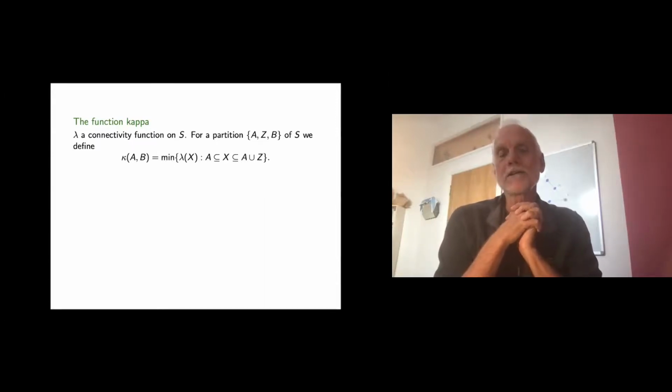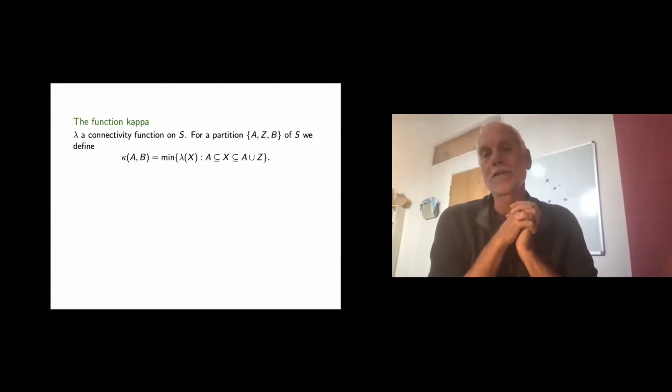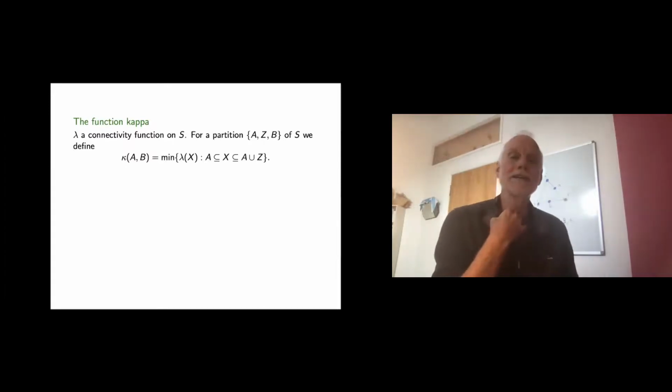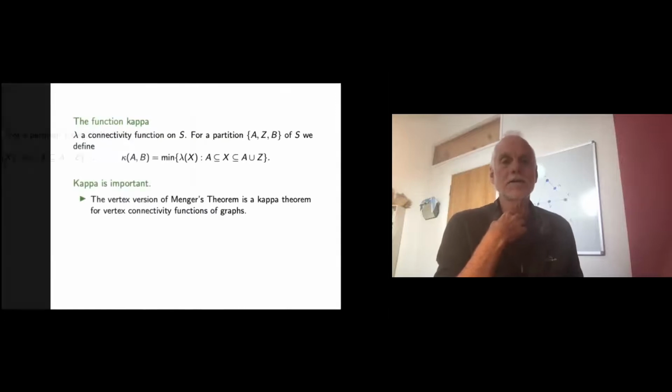So what you're looking at is, if you can think about connectivity in terms of partitions, you're thinking of a partition which has A on one side and B on the other side, and you're looking at the minimum of that. And so that's what kappa is.